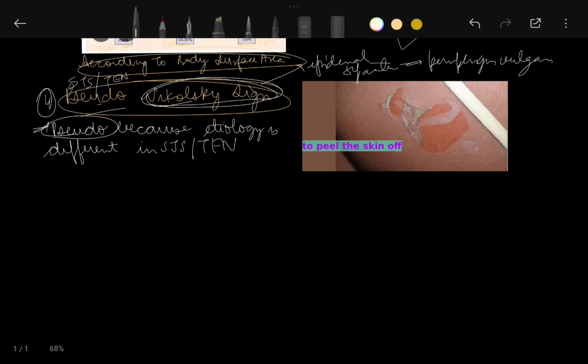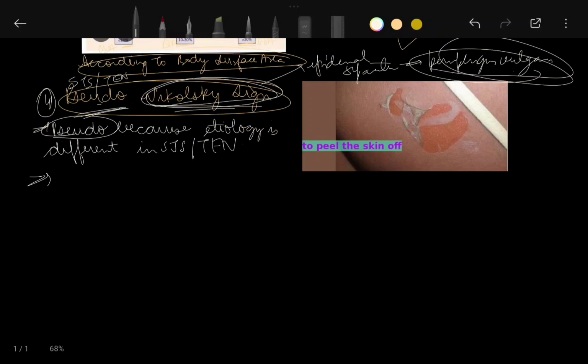Now why is it called pseudo? Because the skin peeling, as seen in pemphigus vulgaris, is similar, but the cause is different. The Nikolsky sign is positive in pemphigus vulgaris, but in pseudo-Nikolsky sign the cause is SJS and TEN, which is drug-induced keratinocyte apoptosis.